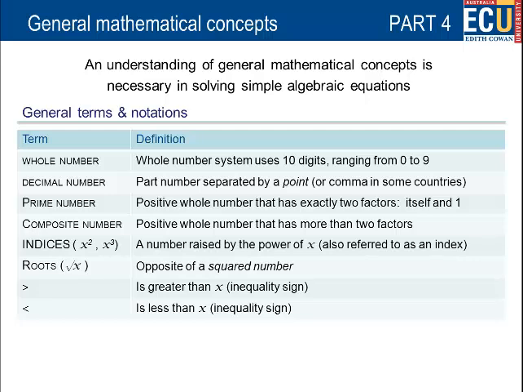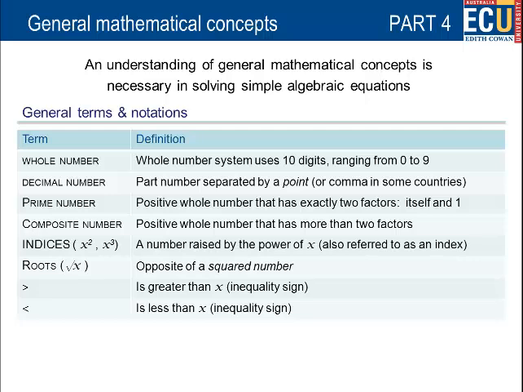A composite number therefore is a positive whole number that has more than two factors. For example, the number 4 can be divided evenly by 4, 2 and 1. Also the number 6 is a composite number because it can evenly be divided by 6, 3, 2 and 1.